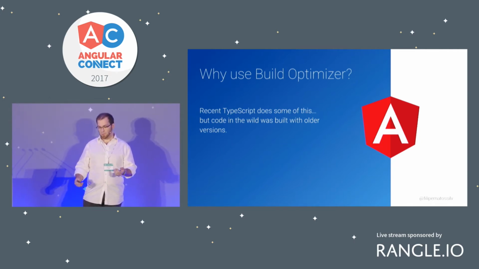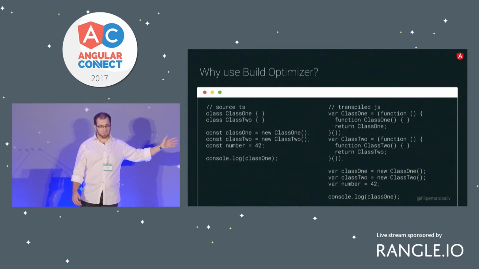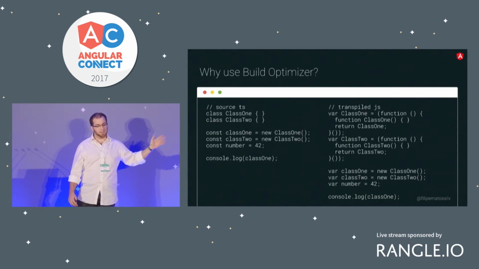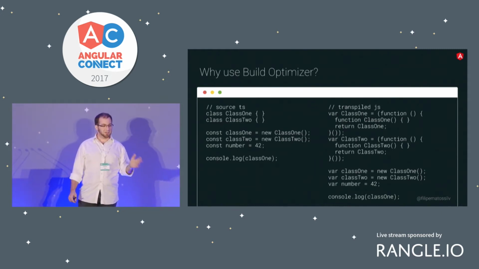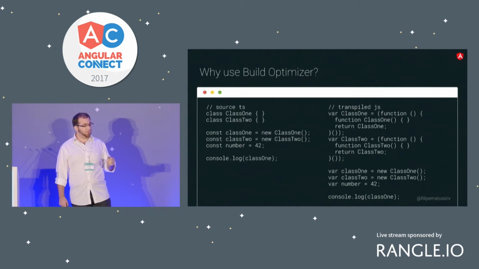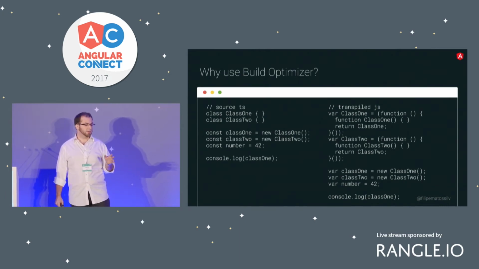Let's see an example of what I'm talking about here. So I have some code. I hope that everyone can read this. On the right, you can see the source TypeScript. And on the left, you see the transpiled JavaScript. So you have a couple of class declarations that get transformed into a couple of functions, and we're looking at a total of 5 declarations here. One for each class, one for each class instantiation, and also one for a number.